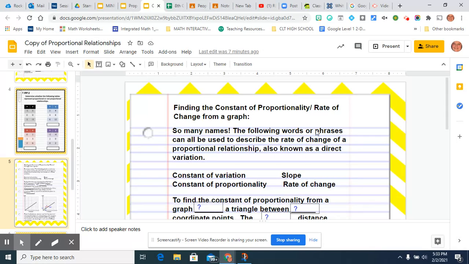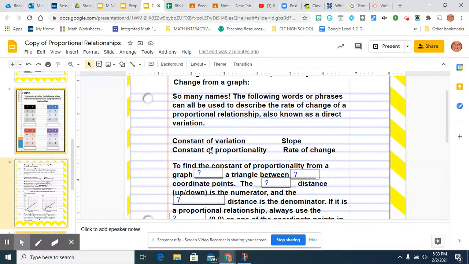So the following words or phrases can be used to describe the rate of change of a proportional relationship, also known as a direct variation. You may see it on paper or on your test called the constant of variation, the constant of proportionality, the slope, or the rate of change. All of these mean the same thing. The only difference is constant of variation and constant of proportionality are just specific to direct variations because they have special features. But all of these can be used to describe what we're going to find.